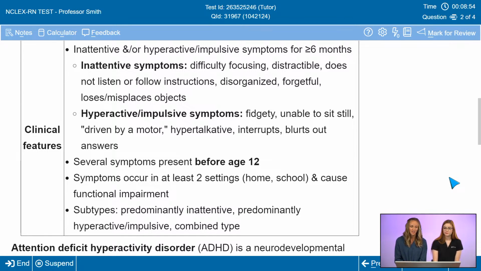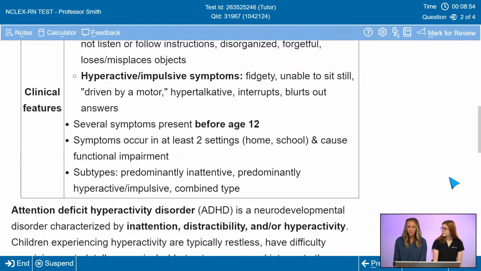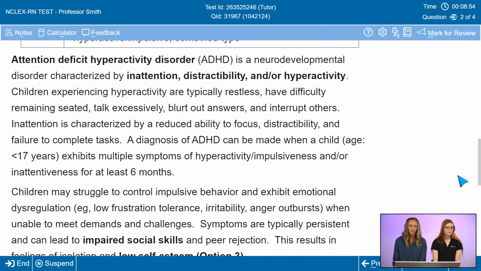Something else with ADHD that a lot of people don't think about right away is that it's not just hyperactive or restless symptoms like fidgeting or interrupting others, but it can also be inattentive symptoms, which might look like difficulty focusing, being distractible, or being forgetful. Something else that's important is the symptoms first have to present before a client is 12, and then they must occur in 2 different settings. So that could be like work or school or home. And like we said before, they also are going to be able to cause a functional impairment. So we're looking for all those things when we're thinking a client has ADHD.